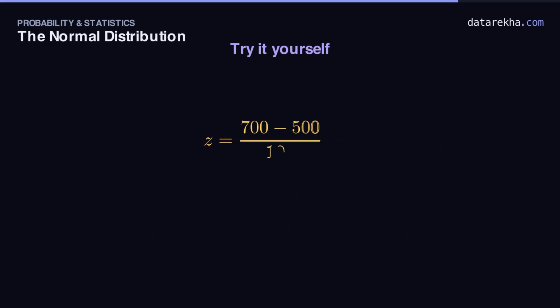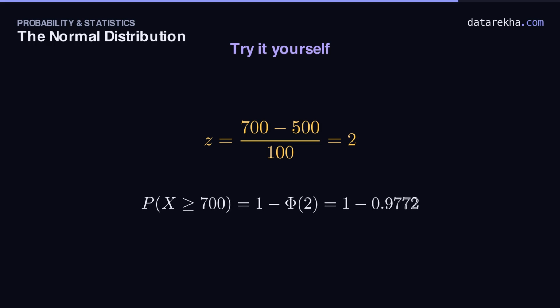Here's the walkthrough. Standardize 700. It's 200 above the mean. Over sigma 100. Z equals 2. Same z-score as before. It's an at least, so a right tail, 1 minus phi of 2. That's 1 minus 0.9772, which is 0.0228. If you got about 2%, you've truly got this.